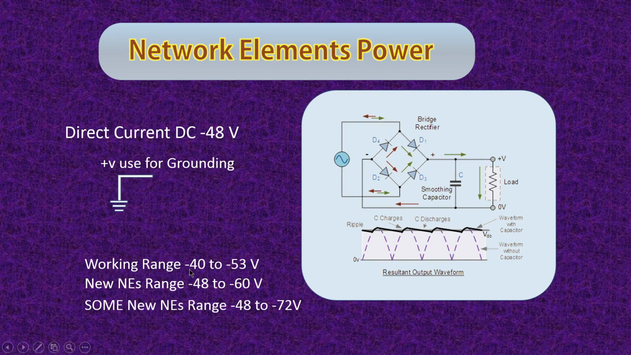Working range for the equipment is minus 40 to minus 53 for the SDH and related equipment, and new NE range is minus 48 to minus 60, because some OTN systems and some DWDMs are working on minus 60 volt, and some new NE range is minus 48 to minus 72 volts. So in the exchange the DC arrangement is minus 48 volt, but in the systems, in the power filter, they convert minus 48 volt to minus 72 volt or minus 60 volt.